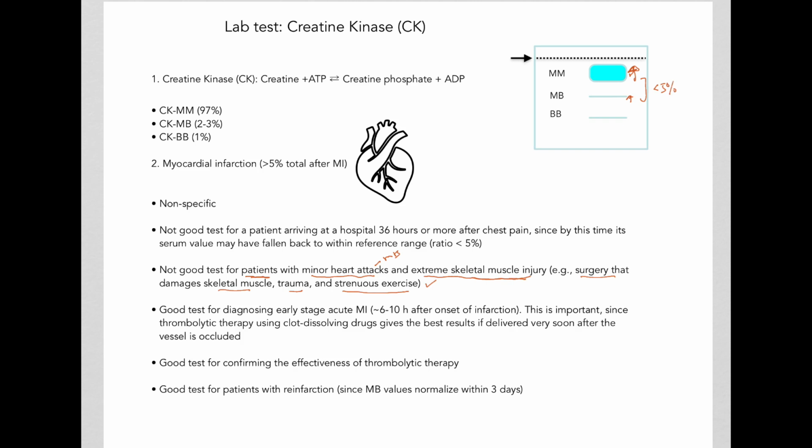So that might be a misleading lab value, because this person may have had a heart attack, but because the MM is so high, the value did not increase more than 5%.